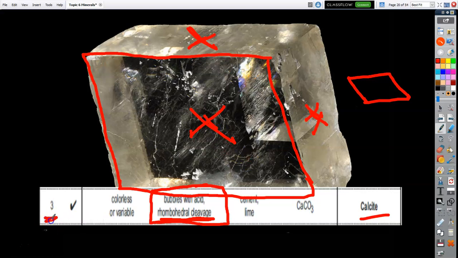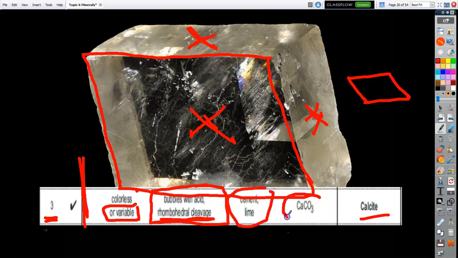You can see the hardness is 3. Again, the check mark is on the left side of that line. So that means it has the cleavage. They show you that it's variable. There's that. I was talking about color. It means calcite can come in a lot of different colors. What it's used for, cement and lime.